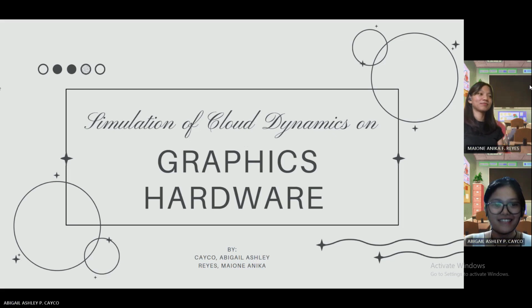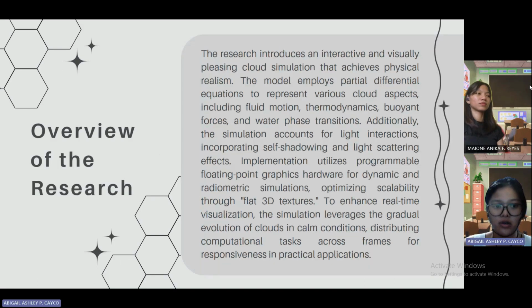Good day. Today we are going to discuss the simulation of cloud dynamics on graphics hardware. Overview of the research. The research introduces an interactive and visually pleasing cloud simulation that achieves physical realism.